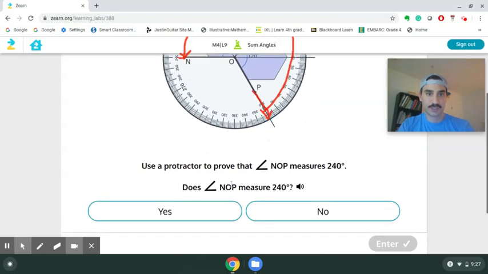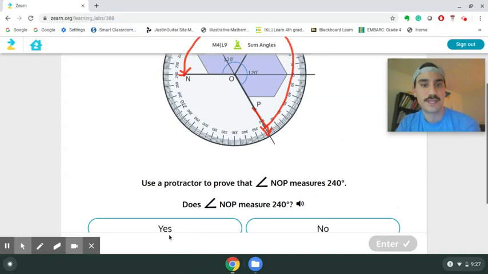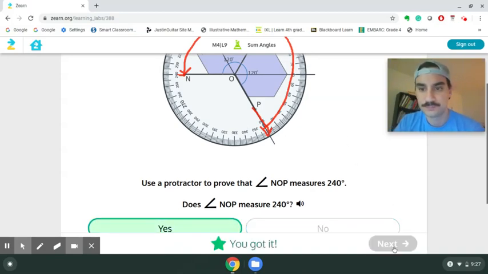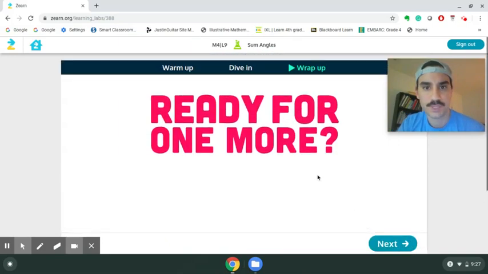Scroll down the page, use a protractor to prove that angle NOP measures 240 degrees. Yes, sir, it does. Let's keep it moving. Nice job. Oh, of course we're ready for more.